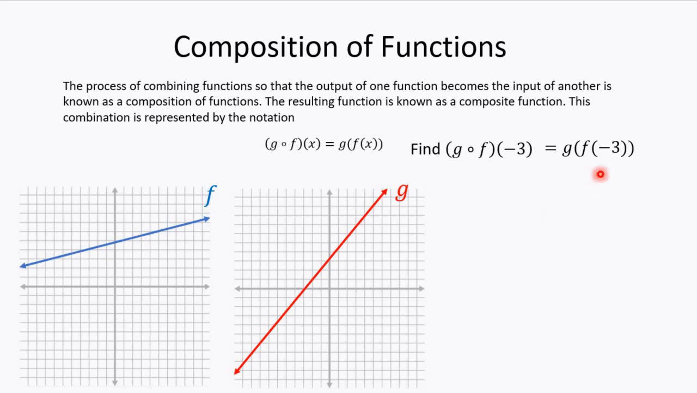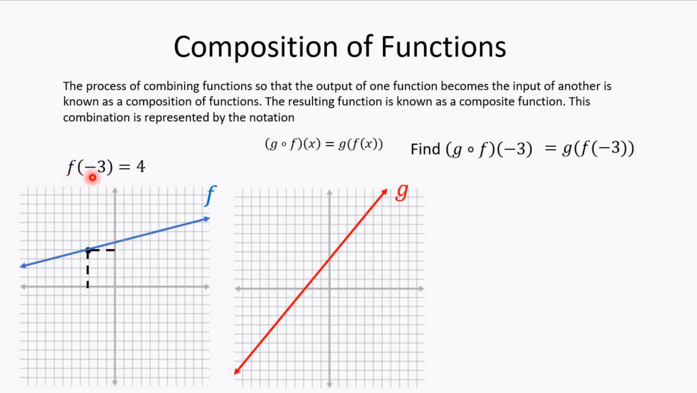So first we'll find f of -3. f of -3 means go to the domain of f and find the number -3, find the ordered pair that it maps to, or find the ordered pair that is associated with it, and then look for the y value of that ordered pair. The y value of that ordered pair is 4.